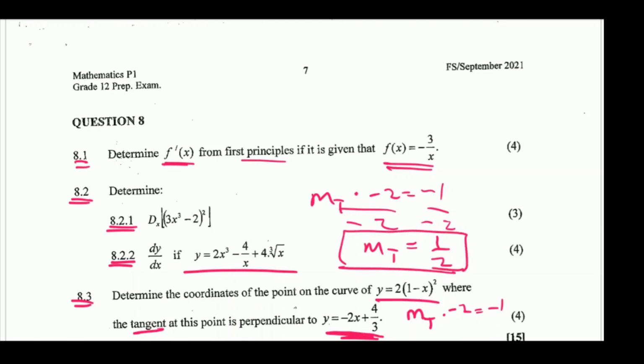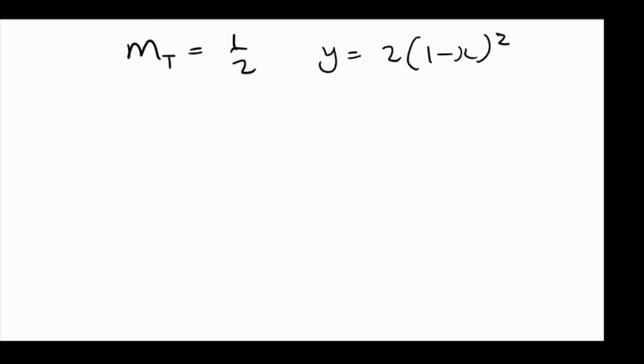So when you have lines that are perpendicular, the product of those gradients must give you negative 1, which is the point that I did here. So hence we know the gradient of the tangent is 1 over 2. So let's solve this problem here. We now know that the gradient of the tangent is 1 over 2, right? And our equation is y equals 2 into 1 minus x to the power of 2.